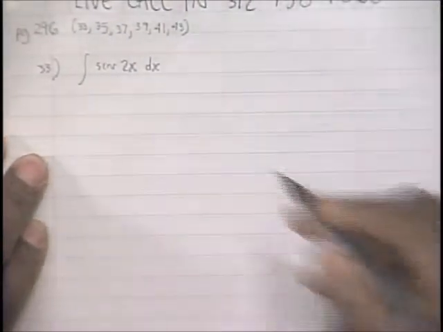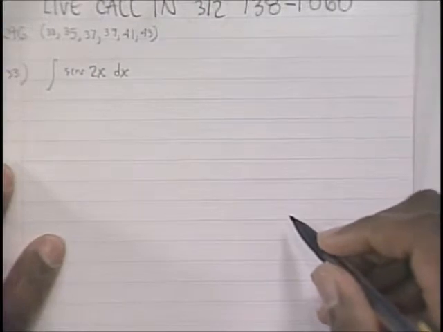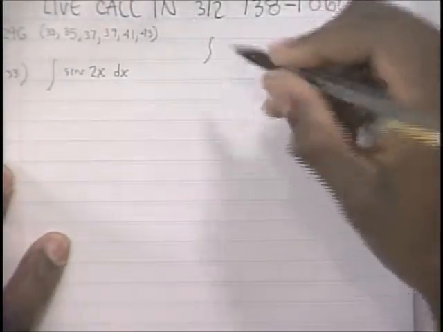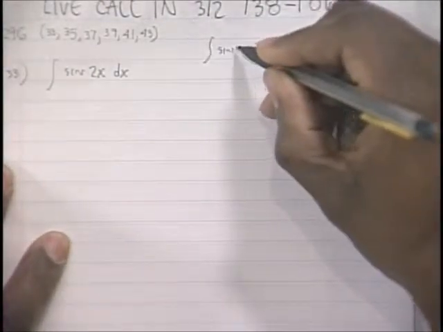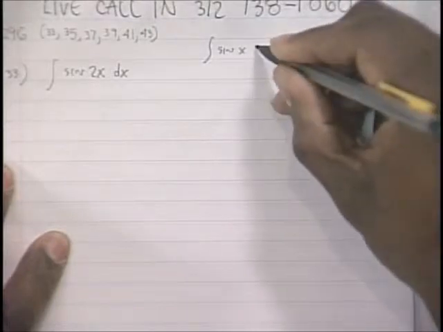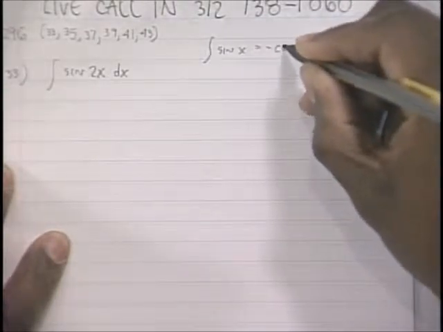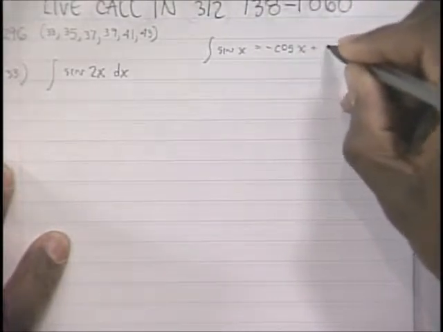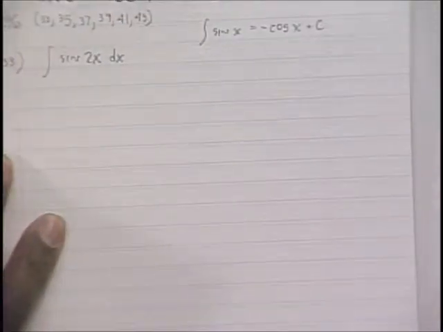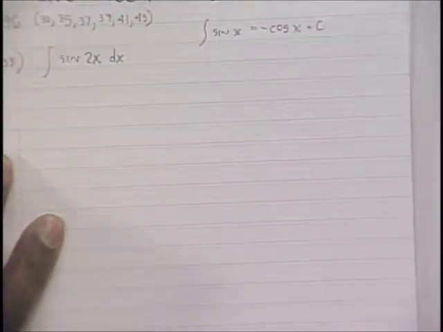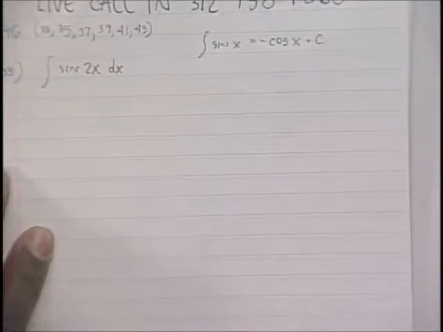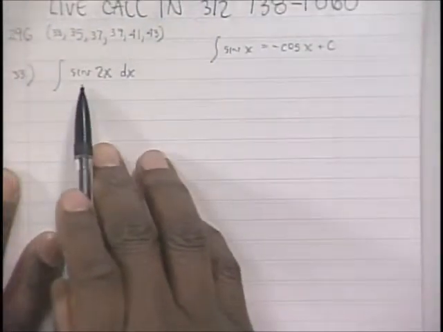Before we begin this problem, something you need to know is that the antiderivative of the sine of x is negative cosine x, plus c. Now you want this problem to look like that.